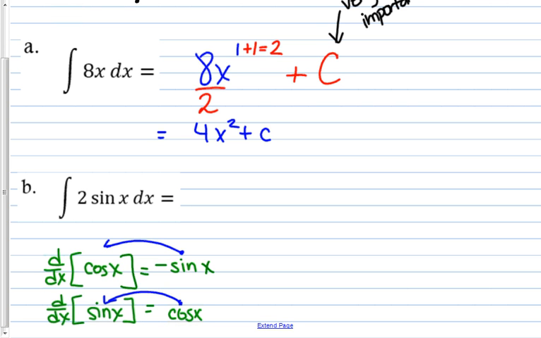So for b, 2 sine x. Well, this number right here, it's just a multiple. It's a scalar. I can call it scalar. Okay, that's a good word for calculus. Scalar. That number can actually just come outside of the integral. It doesn't have to be in it.